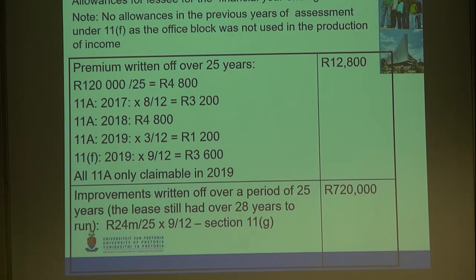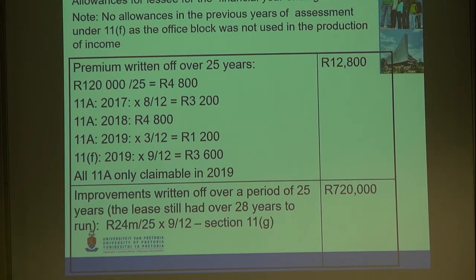Right, so we would technically be dividing it by 28 years and 1 month, but we have to limit it to 25. Right, so I don't want you to get confused. It's not just that we're dividing it by 25. We first check what's remaining, and then if what is remaining is more than 25, we divide by the 25. Okay, so that's why we're dividing by 25.